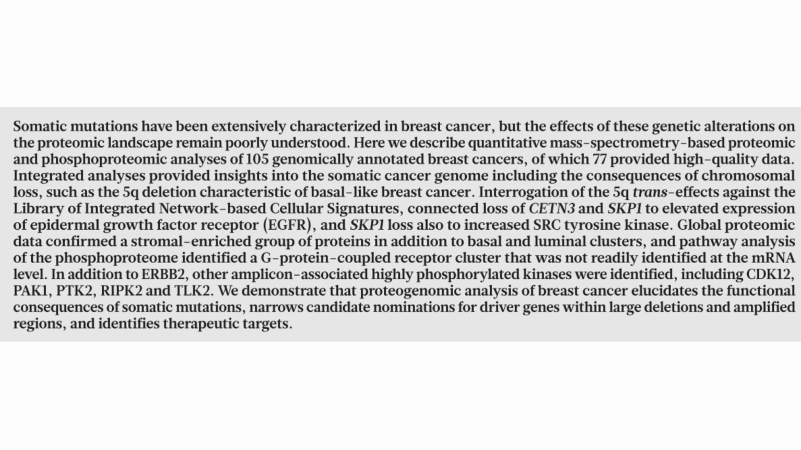So here's the abstract. There's a lot of interesting concepts here. You have 105 genomically annotated breast cancers. 77 of them provided high-quality data. The others were omitted. I don't know whether that's a typical ratio, but that's a lot to lose when you've done an expensive assay. Okay? And what were the criteria?